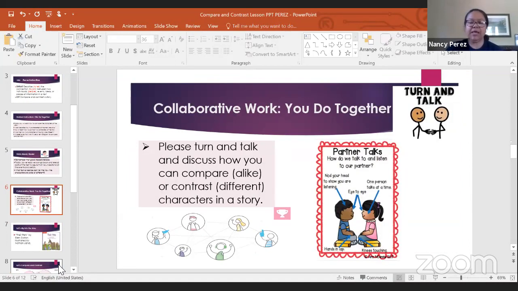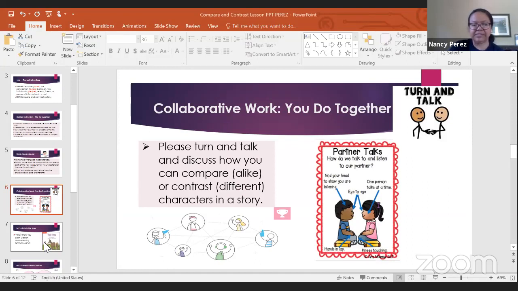We're going to do collaborative work. That means you're going to do it together. Take a moment to think. How can you compare and contrast? Remember, you compare and contrast by looking, observing, by reading, or by writing. All right, and you're using adjectives like this person is tall, this other person is short. So you're using adjectives to describe. All right, so let's go back to our PowerPoint.